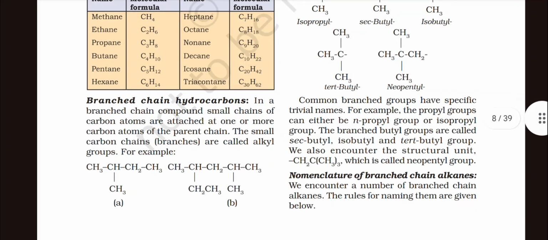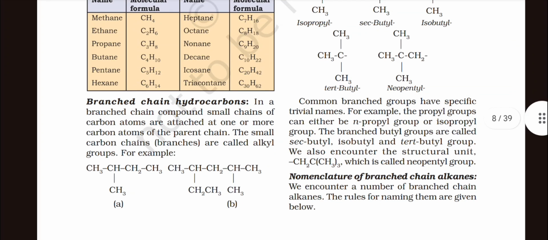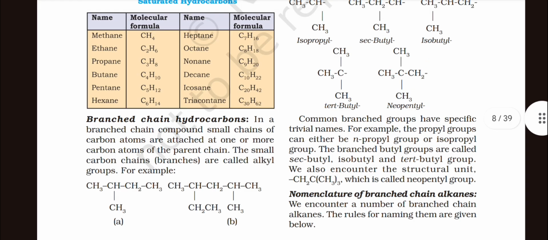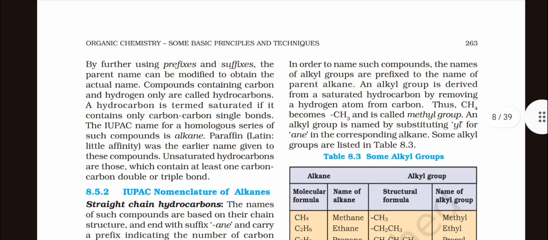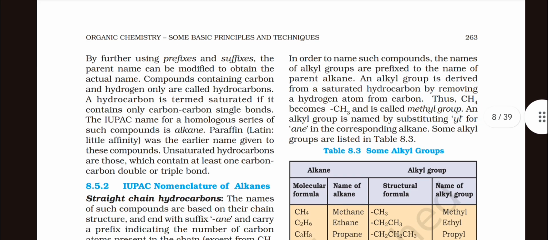Branched chain hydrocarbons. In a branched chain compound, small chains of carbon atoms are attached at one or more carbon atoms of the parent chain. The small carbon chains are called alkyl groups. Here is an example. In order to name such compounds, the names of the alkyl groups are prefixed to the name of the parent alkane. An alkyl group is derived from a saturated hydrocarbon by removing a hydrogen atom from carbon.